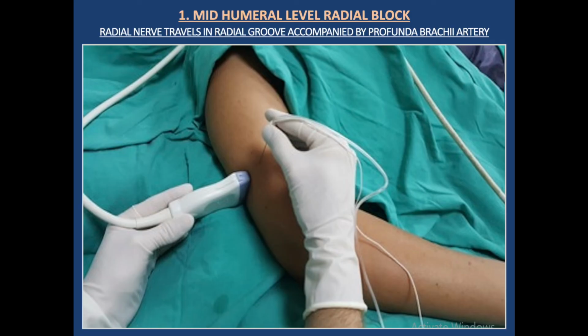This is a diagram showing the mid-humeral radial nerve block. Here the radial nerve is traveling in the radial groove, accompanied by the profunda brachii artery, and there are chances of puncture of the profunda brachii artery, which is a major vessel. There could be hematoma, there could be intravascular injection, and there could be loss of the drug, so we should take care of this.